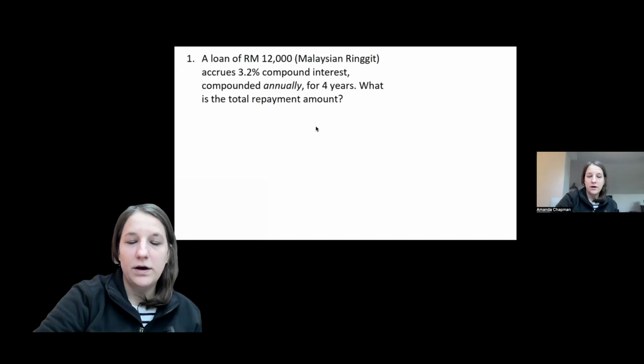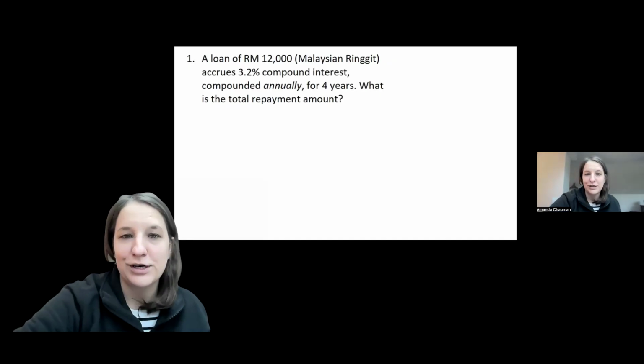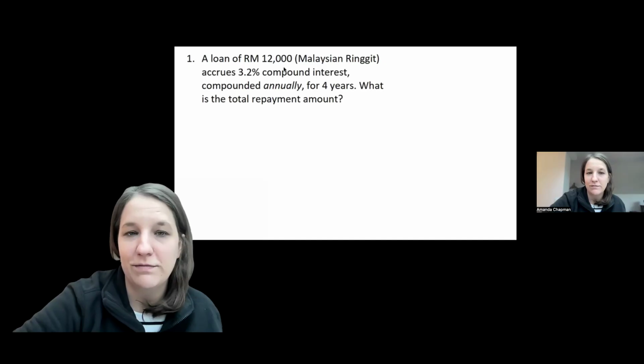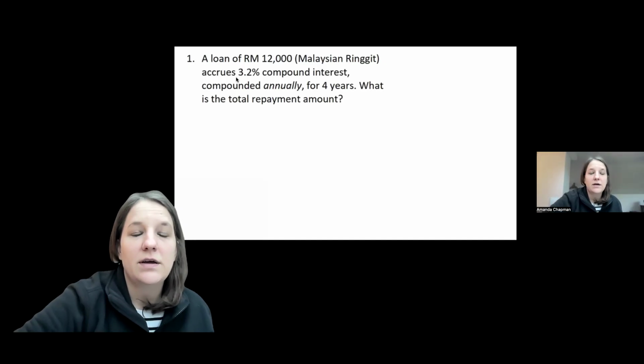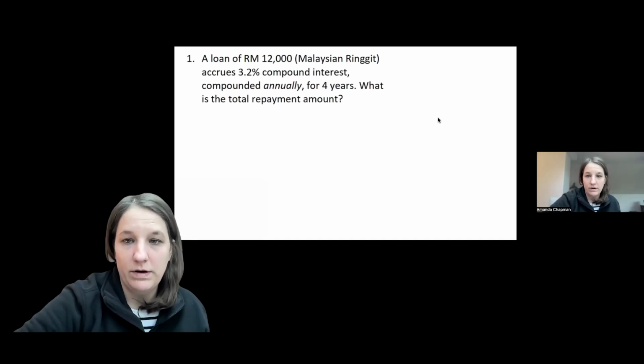So it says a loan of 12,000 Malaysian ringgit. I apologize if I'm saying that wrong. It's their unit of money. Accrues 3.2% compound interest annually. So that's yearly for 4 years. What is the total repayment amount? So we want to know how much we are paying back.